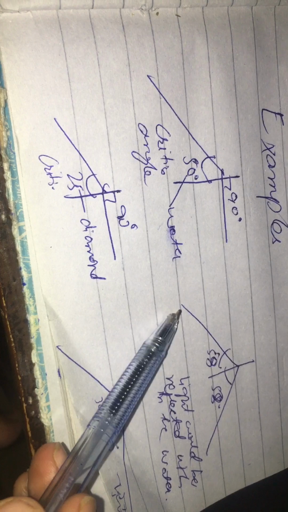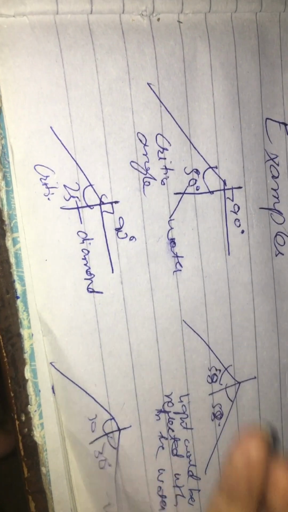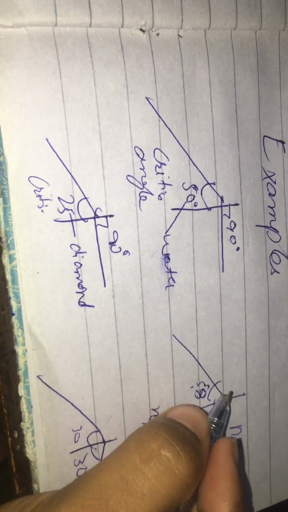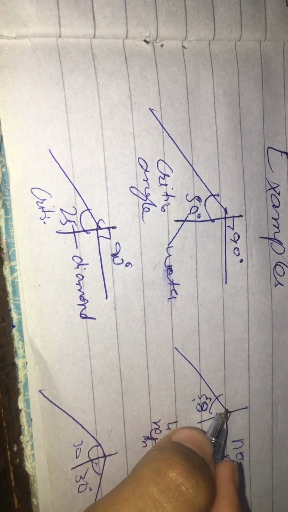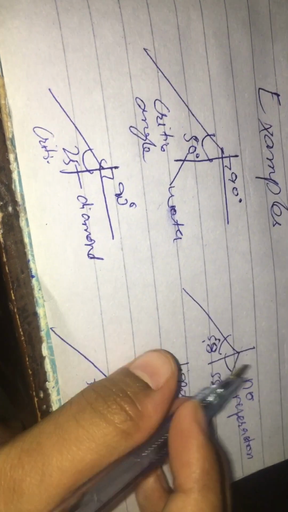Here the critical angle is 50 degree, which is of water, and the angle made here is 90 degree. So again here it is 58. This means light would be reflected, there would be no refraction. Here is 58, and when it moves from denser to rare medium, it will bend and go back to the dense medium. Like here I have written, light would be reflected within the water. Here it was going from water to air, but here again it goes from water back to the same water.